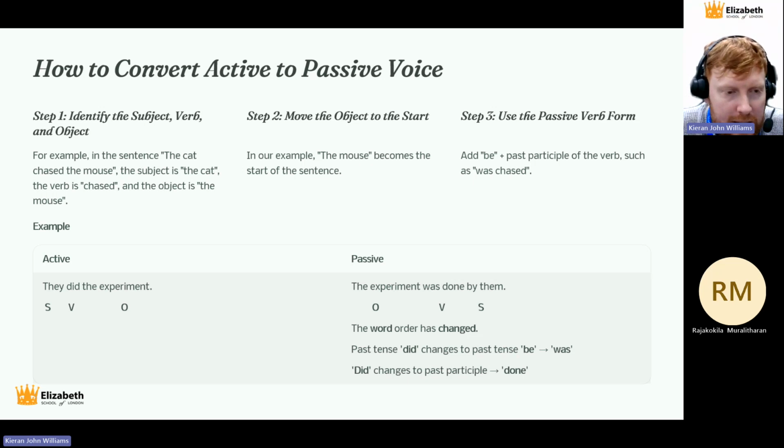The other thing we have done is take did. So did is past simple. That means we need to change be to the past simple, which is was. And then the verb is do. We need to change do to past participle. So that would be done. Okay, so that leaves us with the sentence, the experiment was done by them. And that is simply how we make the passive voice.